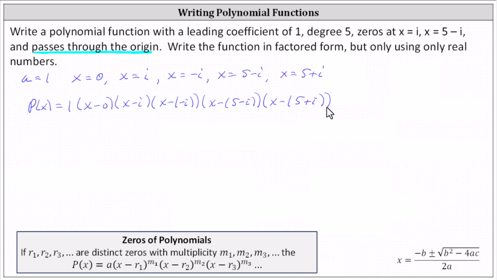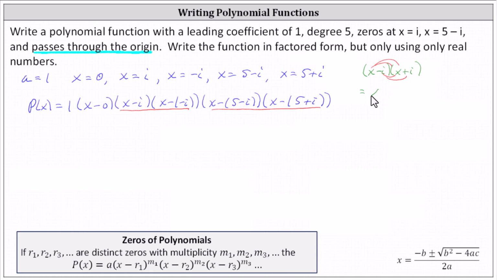We can leave this in factored form, but we can only use real numbers, and therefore we'll have to determine this product as well as this product. Let's work on this on the side. Let's first determine the product of x minus i and x plus i. I'll go ahead and show all four products, 1, 2, 3, and 4.